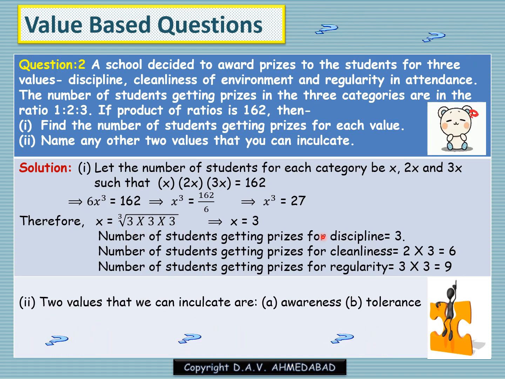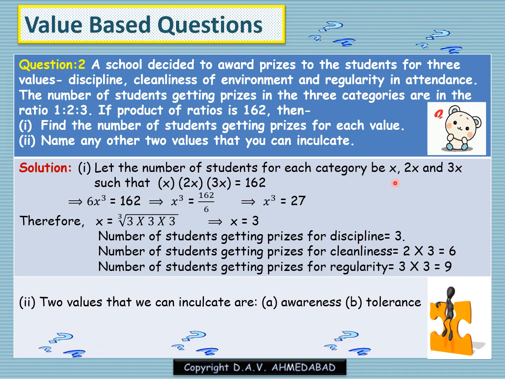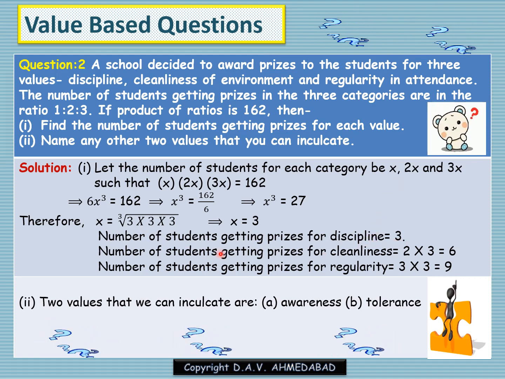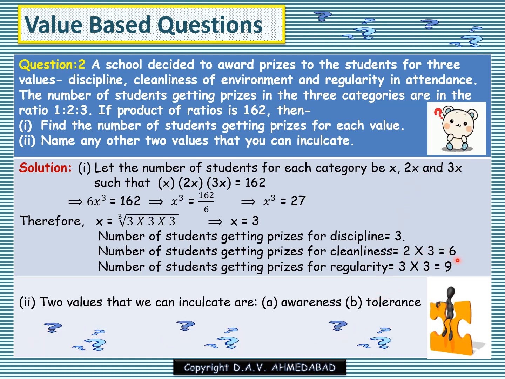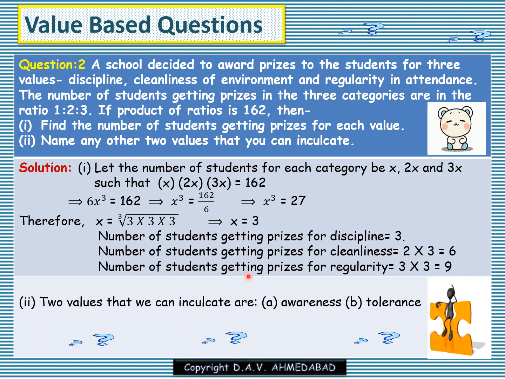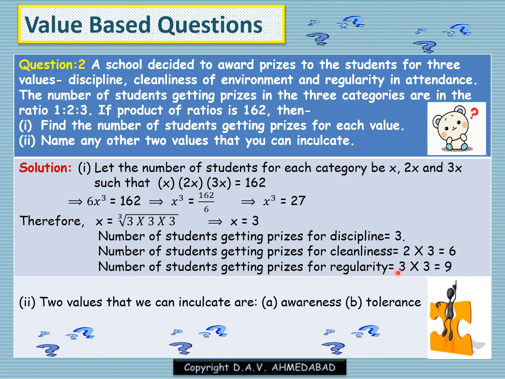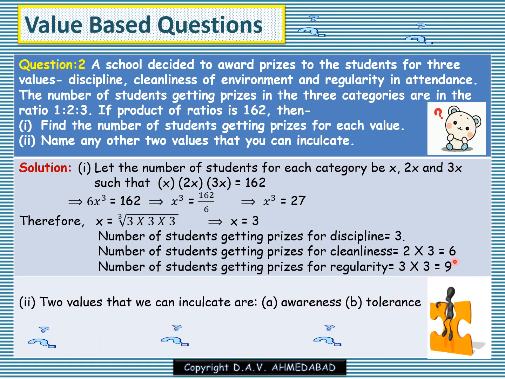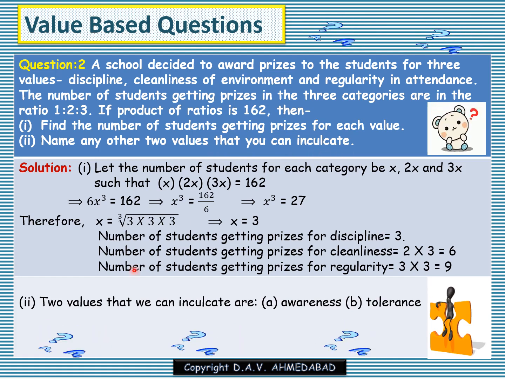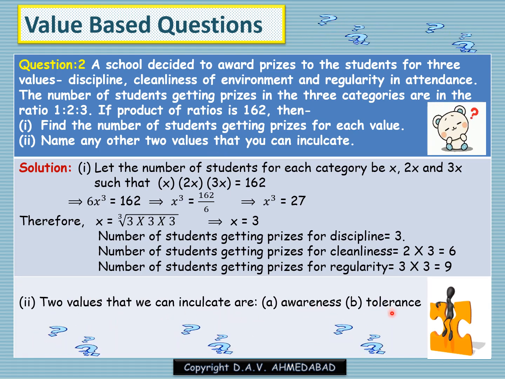Now number of students getting prizes for discipline was x. It means it is 3. Number of students getting prizes for cleanliness is 2x, means 2 into 3, that is 6. Number of students getting prizes for regularity equals 3x, means 3 into 3 equals 9. Now the question was asking, name any other two values that you can inculcate. Any two values you can write, children. So two values that we can inculcate are awareness and tolerance, and you can think and write.